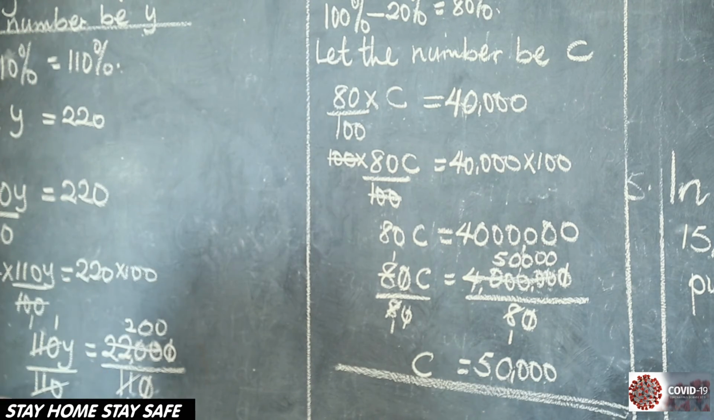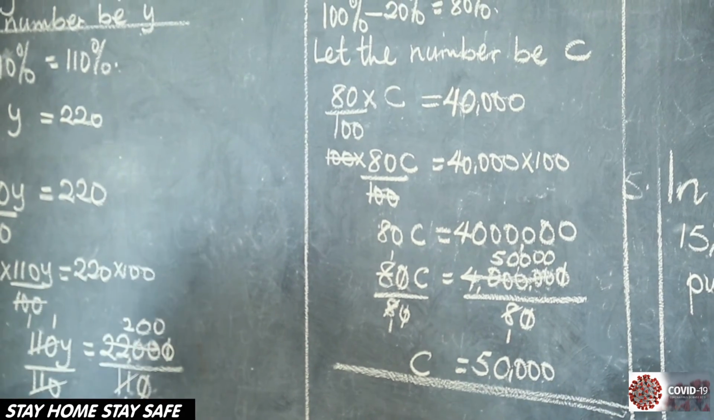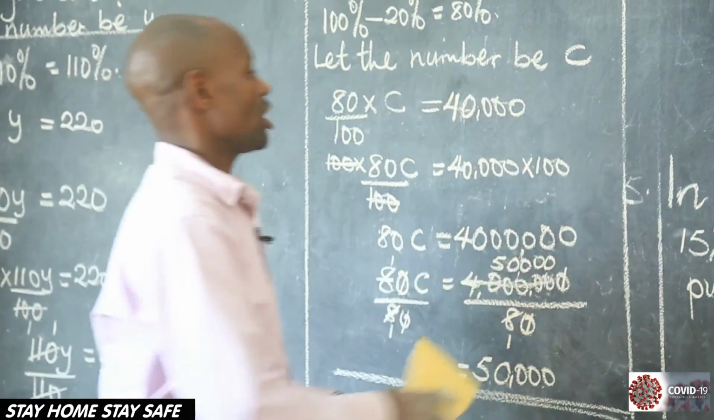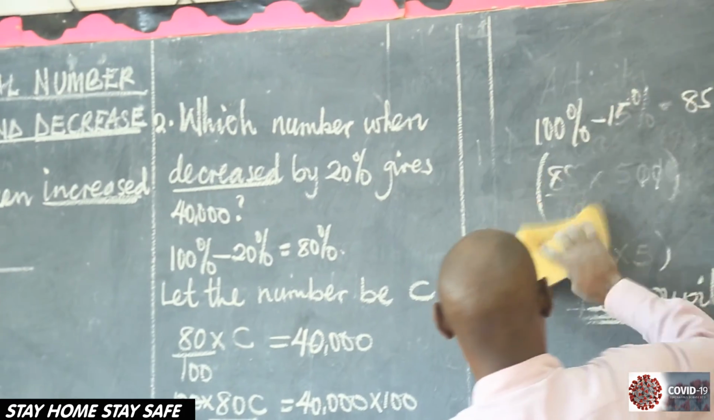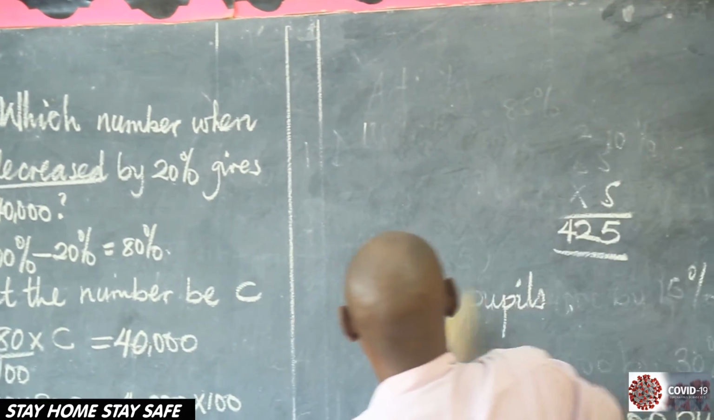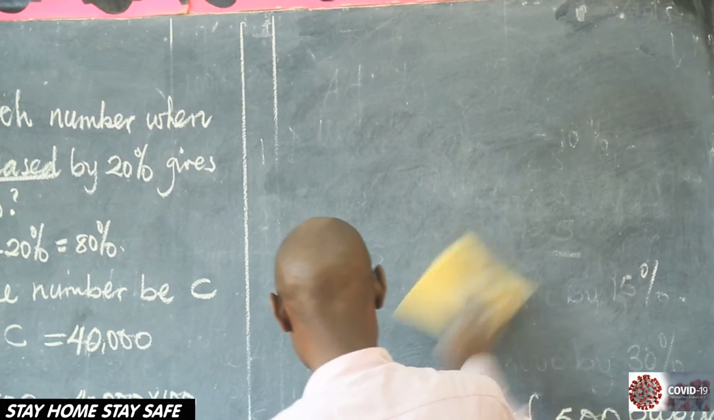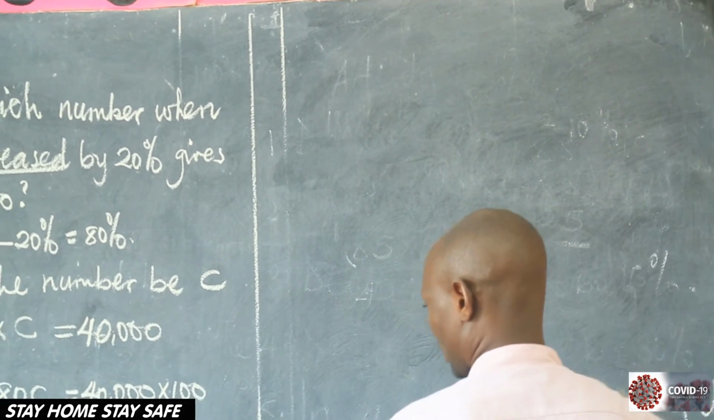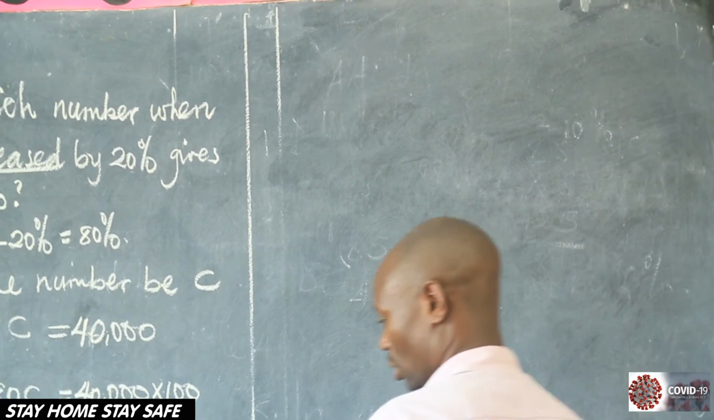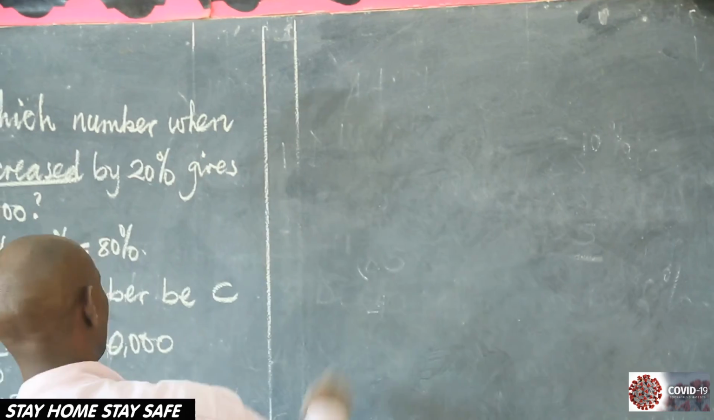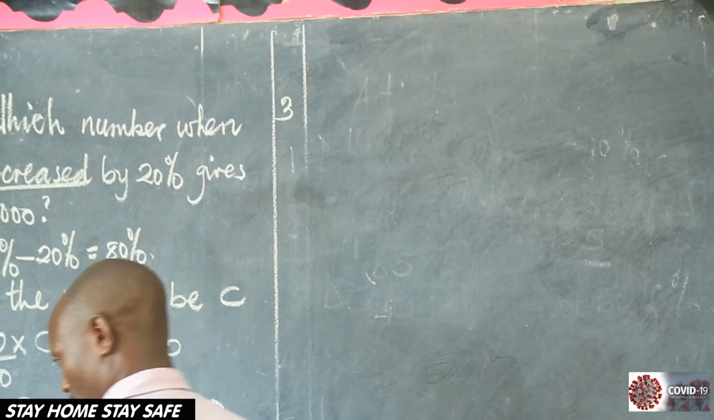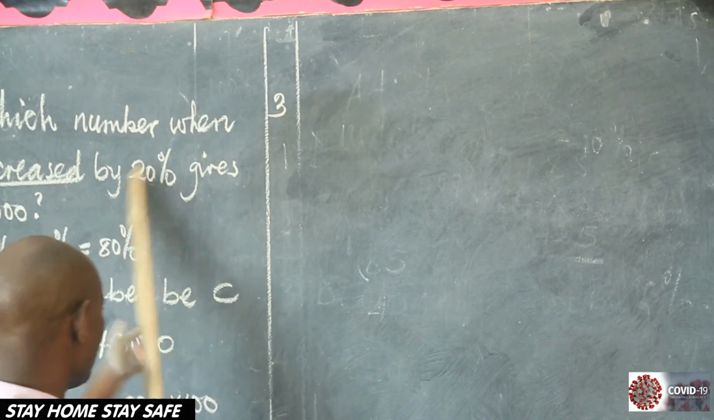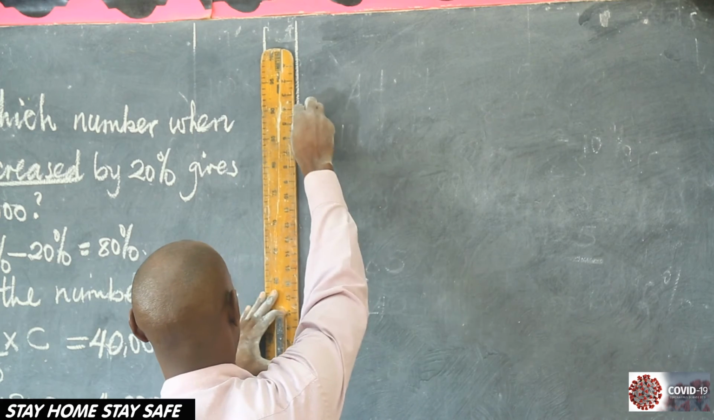Let's look at another example, but in this example, I'm going to change the method. I'm going to change the method because I want you to get used to all these methods so that when I give you work to do, you don't find difficulties. Number 3.